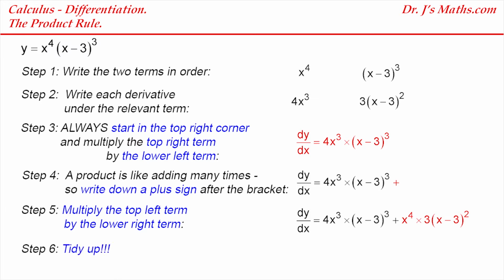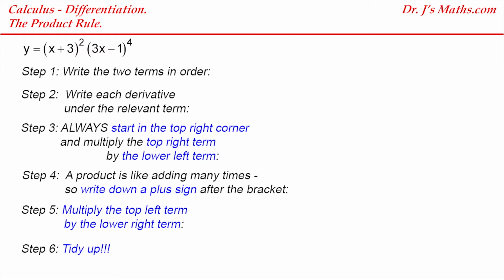And now the only other job we have is to tidy up. So we can factorise out an x cubed and an (x minus 3) all squared. So we're left with x cubed times (x minus 3) all squared times (7x minus 12). Very easy, no formulas, nothing to forget. So we just feel our way through all of those steps every single time.